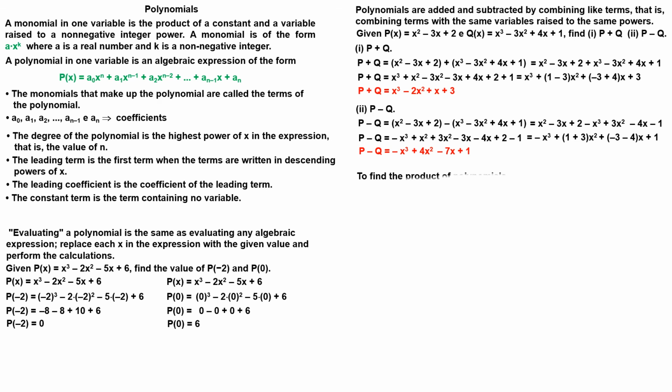To find the product of polynomials, we need to use the distributive property repeatedly and the product rule for exponents. Notice the product rule for exponents. When the bases are the same, add the exponents. Let's see how it works. Let's multiply two polynomials.